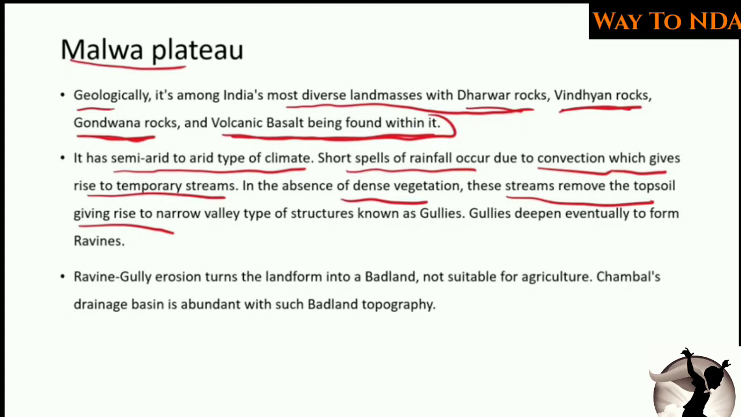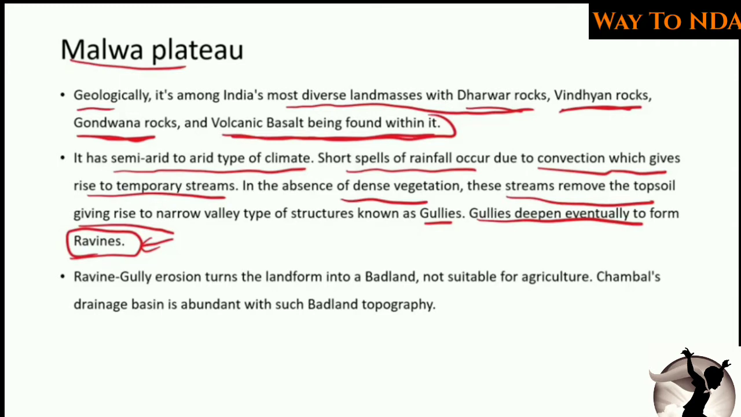Okay, and giving rise to the gullies. Gullies deepen eventually to form ravines. Now if you go into Chambal area, you will find this type of ravines. You will find this type of ravines in Chambal Valley, because the area is eroded by the Chambal river and the short streams around the Chambal river.